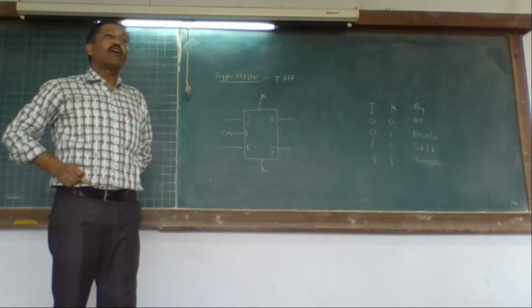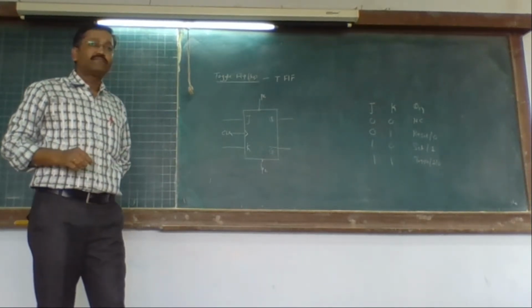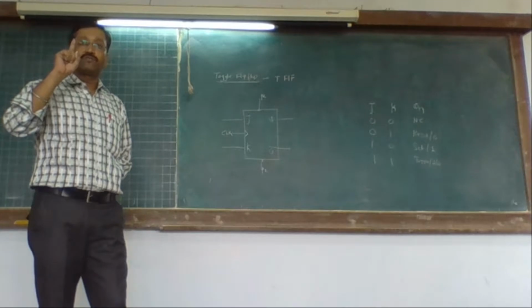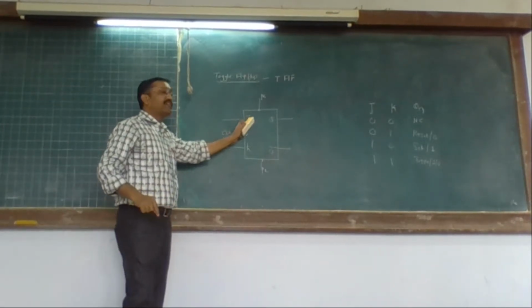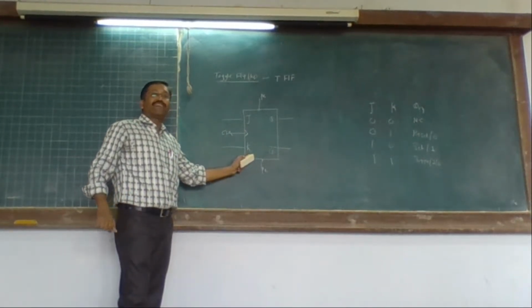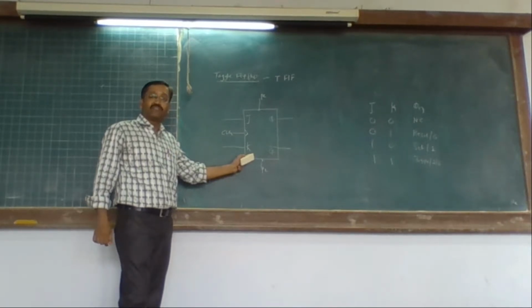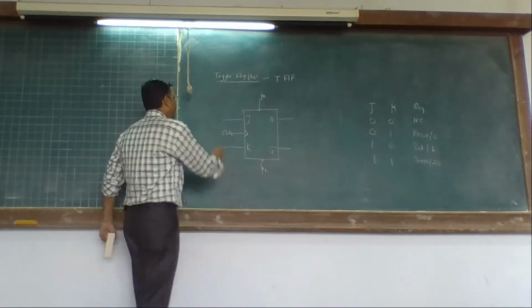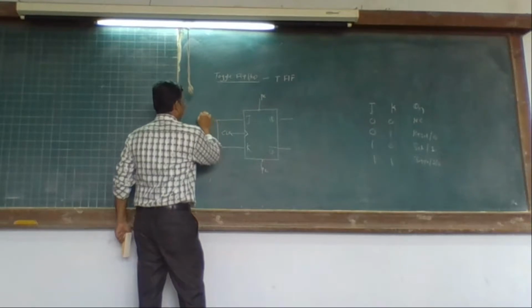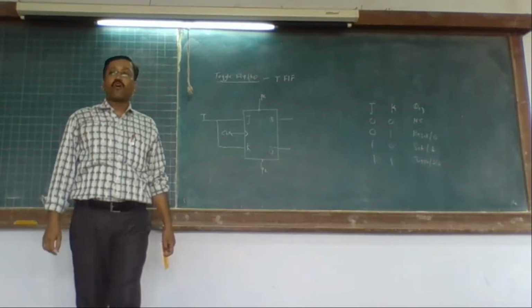Now I want to toggle this flip flop. So what can be done? I want only one input. Right? We have J and K, two inputs. I want to change that to one input. How to change? Short them. Very good. So this is nothing but the toggle one.